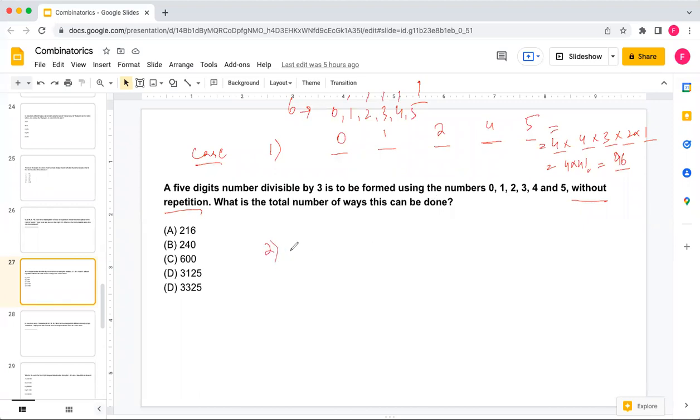And what is the other way I can do this? If I choose 1, 2, 3, 4, and 5, in how many ways can I arrange this? I can arrange in 5 factorial ways, which is 120. So this is just 120 plus 96, which is 216.